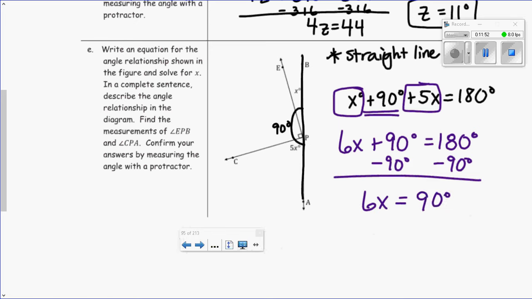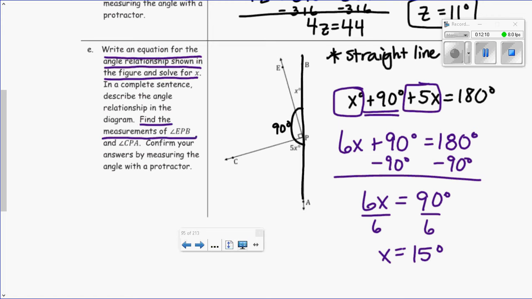And 6x is 90 degrees, which means that when I divide by 6, I get 15 degrees. However, if you read carefully, it says write an equation for the angle relationship shown in the figure and solve for x. Then it says find the measurements of EPB, which is this x right here, and the measure of CPA, which is right here. So we already know that x is 15 degrees, but we don't know what 5x is. So we could just plug 15 in for x in 5x, and we get 75 degrees. So those are the two angle measures. And again, you could plug those all in. Those three should equal 180, so you can verify that they do.